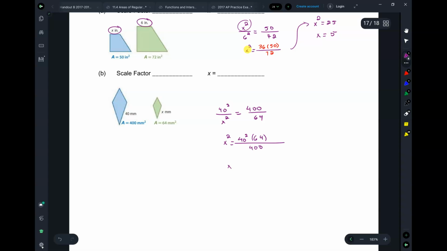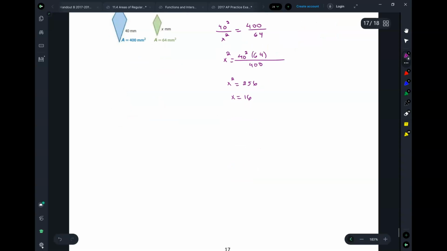So how much is x squared? X squared is 256. And what's the square root of 256? 16. So x is 16. The scale factor is 40 to 16, which we have to reduce to 5 to 2. Divide by 8 to get 5 to 2, or divide by 4 and then again by 2.